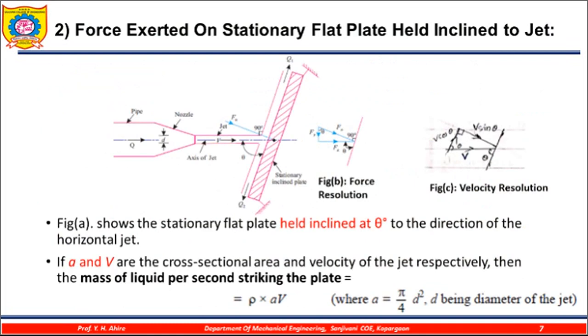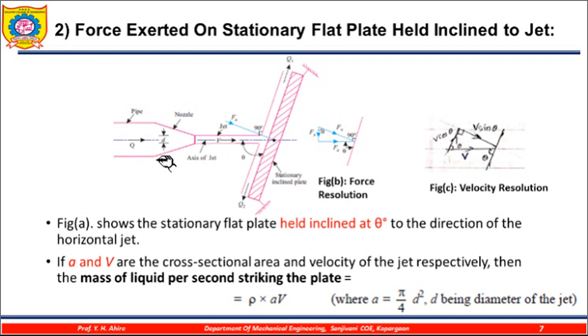Now we will see the second case, that is force exerted on a stationary flat plate which is held inclined to the jet. Okay. In the earlier case the plate was normal to the jet, meaning perpendicular to the jet. Here, in this second case, the plate is made inclined to the jet. You can see in this diagram.